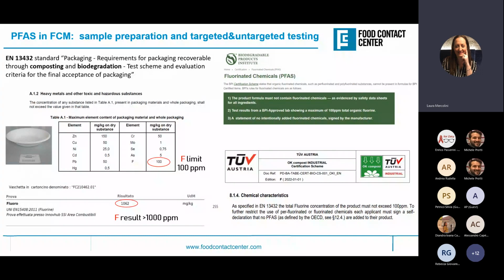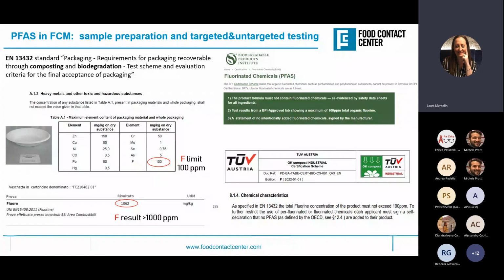That's why in USA and also in Europe, the legal entities that give the mark of compostable decided to change their approach. So it is not necessarily only the testing, but we can read here that the producer also needs a statement of non-intentionally added fluorinated chemicals. And also for the TÜV Austria standard that in Europe is a reference for this kind of mark, we can read that the applicant must sign a self-declaration that no PFAS are added into the product.